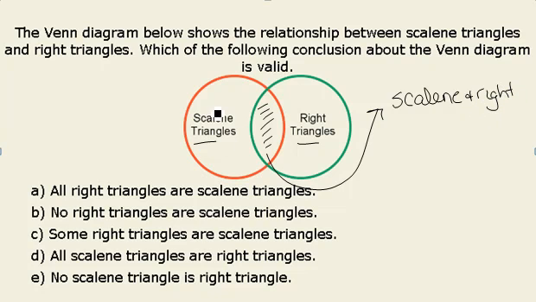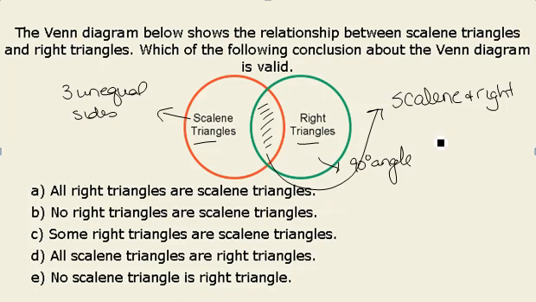Again, a scalene triangle is a triangle that has three non-congruent or three unequal sides. A right triangle is a triangle that has one 90-degree angle. Therefore, in the intersection are right triangles that are scalene, or have three unequal sides and one 90-degree angle.